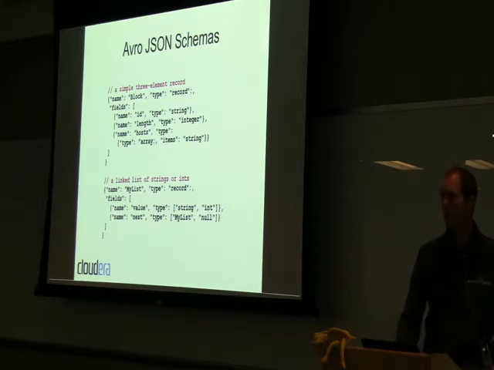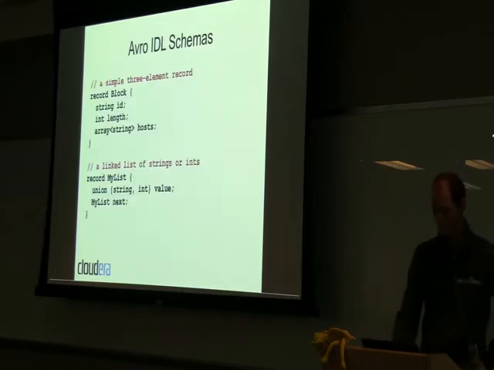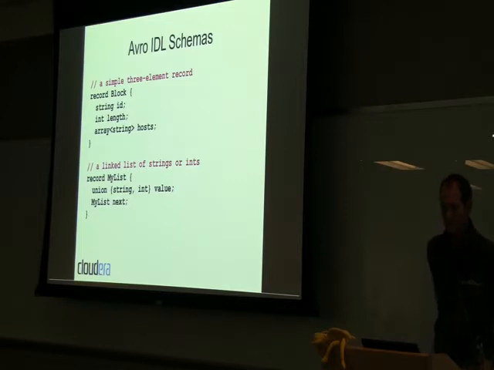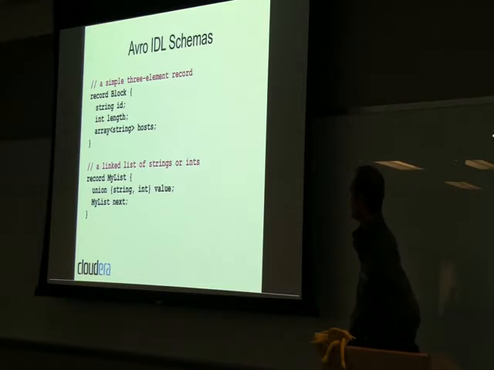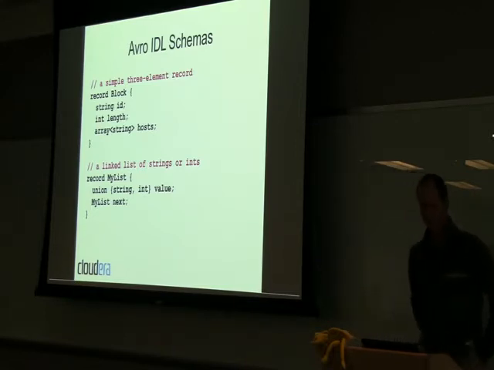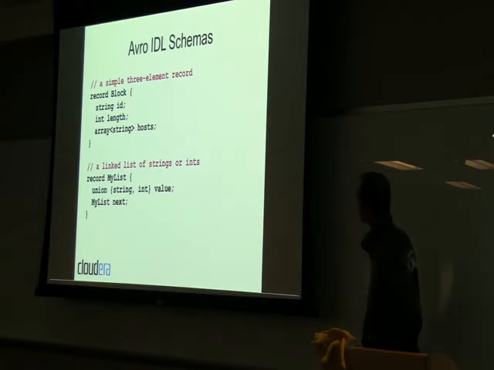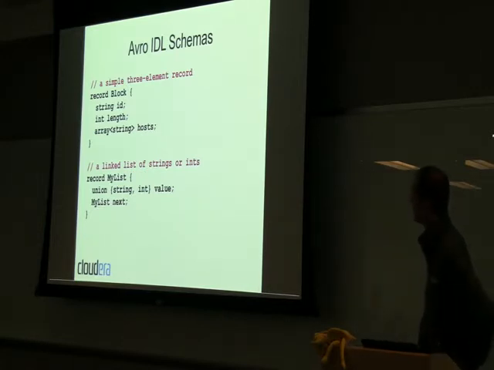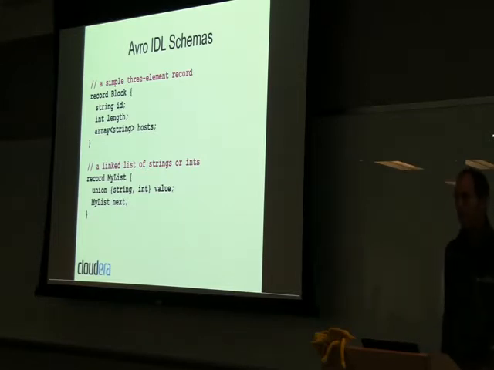All right. So Todd Lipkin implemented a higher level syntax for people who don't like JSON, which we call Avro IDL. And so these are the same schemas written that way, a little easier to read. Looks a little more Java, C++-like. So here you can see the same thing: a string, an int, and an array of strings in the block record, and in the list you've got the union of a string and int, or a pointer to the next.